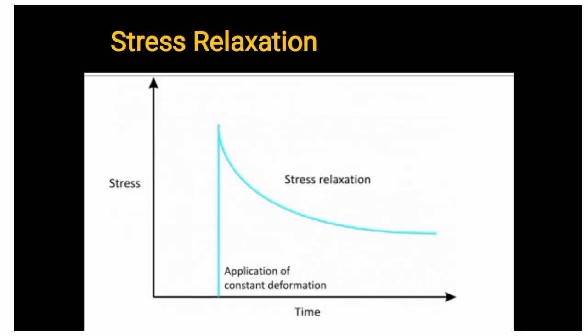The second one is the stress relaxation. It indicates that stress acting upon a tendon will eventually reduce under a constant deformation.